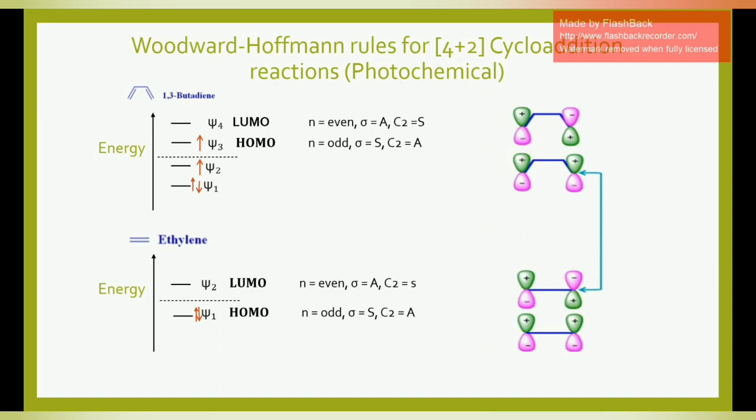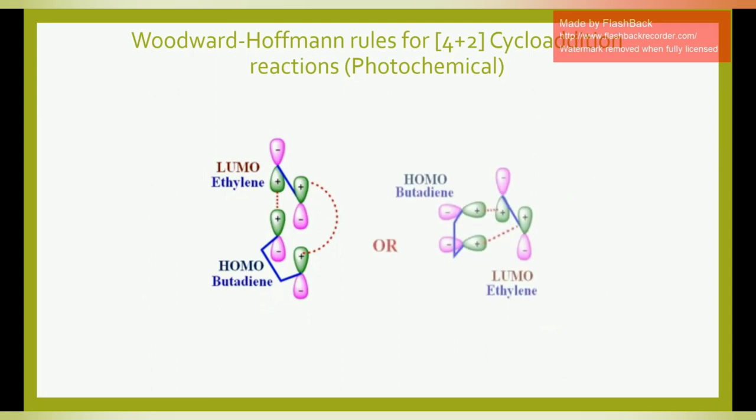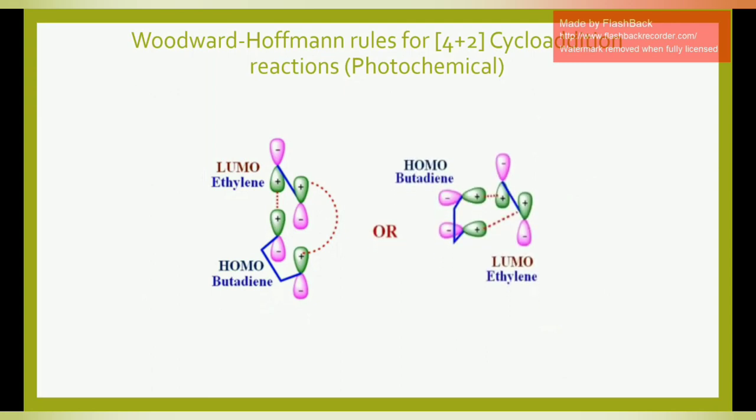The HOMO of butadiene and the LUMO of ethylene have different symmetry, so the allowed interaction will be interfacial. So 4+2 cycloaddition is photochemically not allowed.